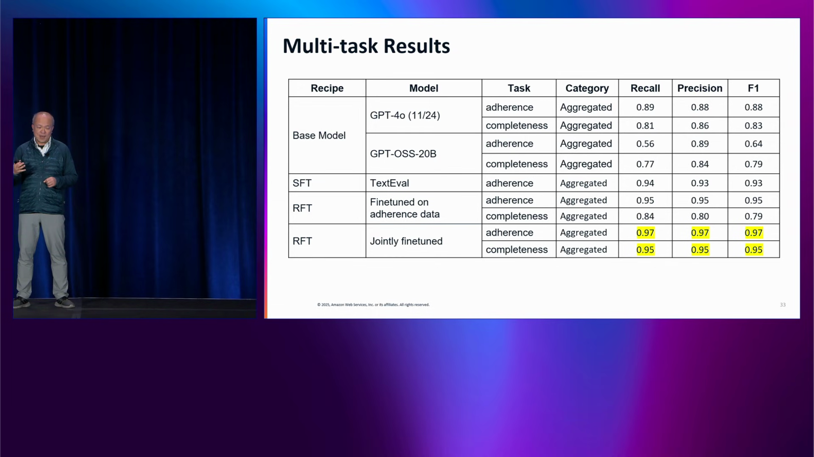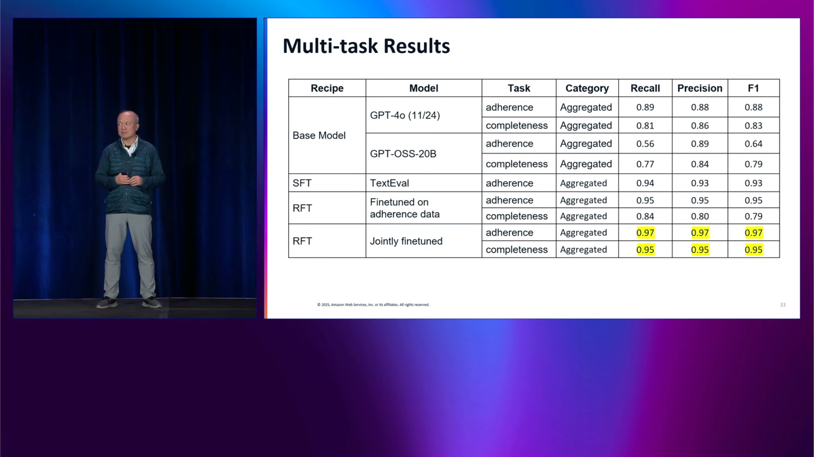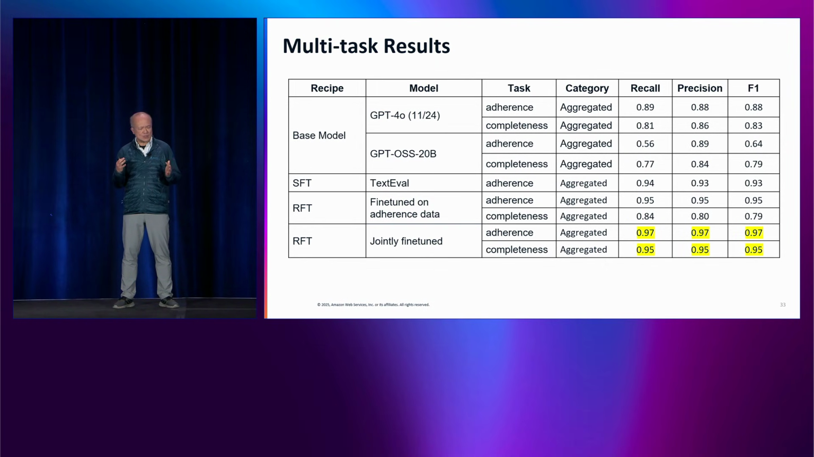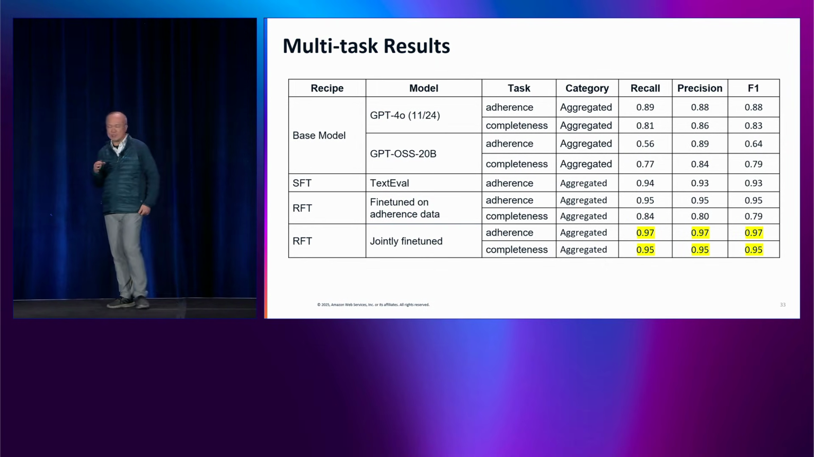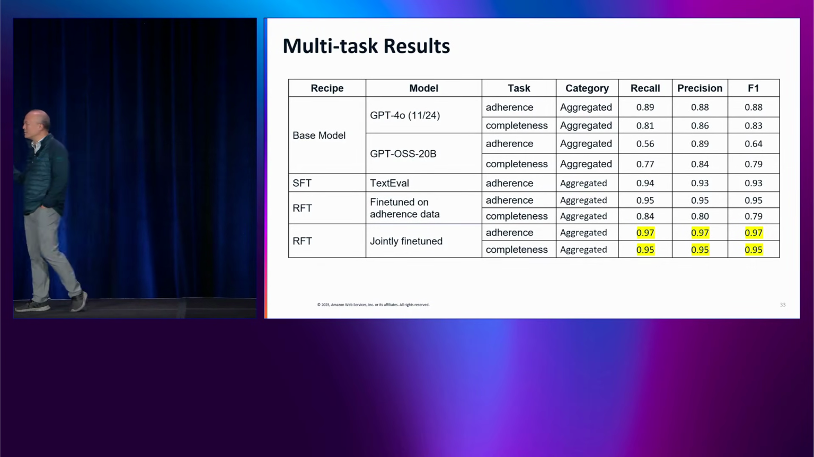Now, if we apply this reinforcement fine-tuning natively, the instruction adherence gets up to 95%. But for task completion, it's only 79%. So you're like, wait a second, what is going on? And so the next line is the secret sauce, if you could.